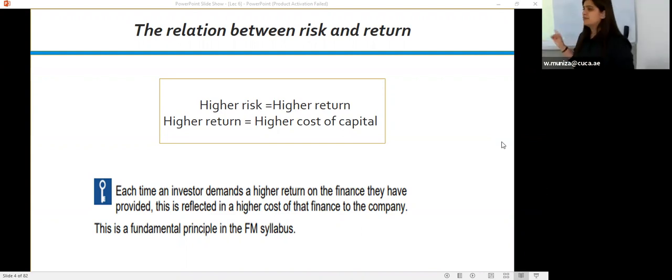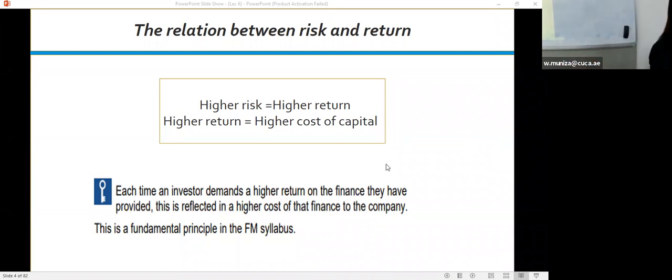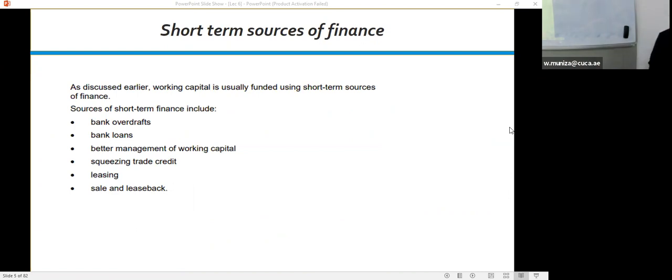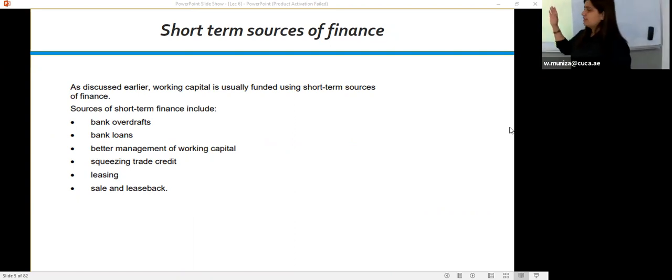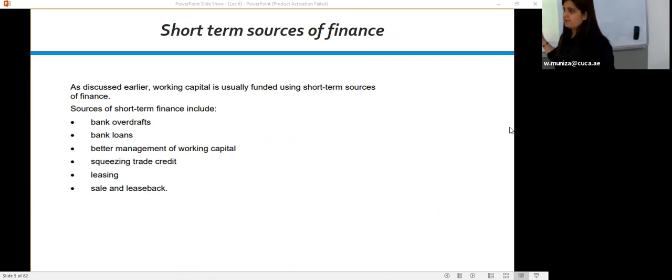This is a fundamental principle in the financial management syllabus. So this thing, higher risk equals higher return and higher return equals higher cost of capital, forms the basis of the financial management syllabus and particularly this portion. Now, as we have discussed, this chapter depends upon two broad categories, short-term sources of finance and long-term sources of finance. They have given us the list of different short-term sources of finance.